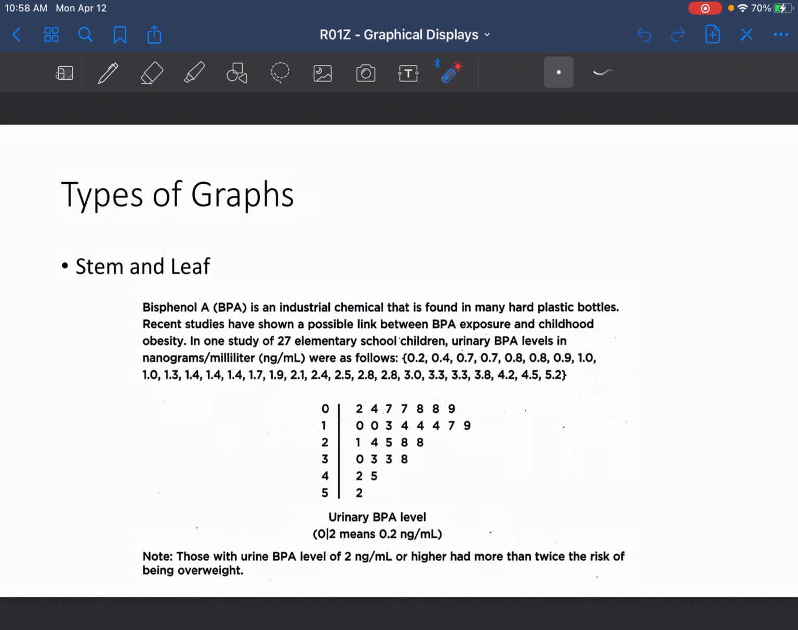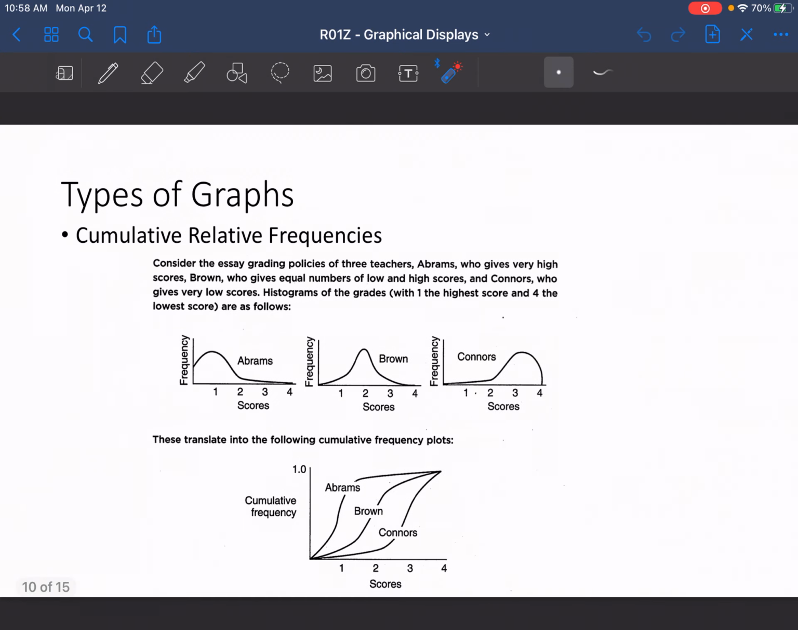What we need to understand is that everything on the left side of the line represents what's on the left side of our decimal place, and everything on the right side of the line represents what's on the right side of our decimal. So 0 and 2 represents 0.2, or 0 and 8 represents 0.8, or 2 and 5 represents 2.5, something along those lines. So you just need to understand how to read that stem and leaf plot.